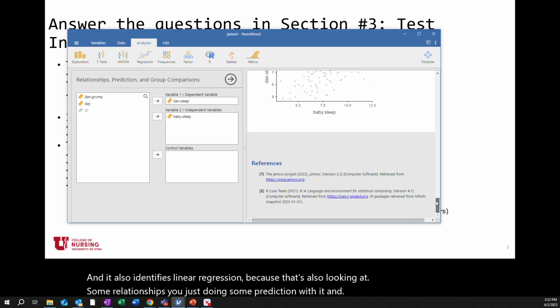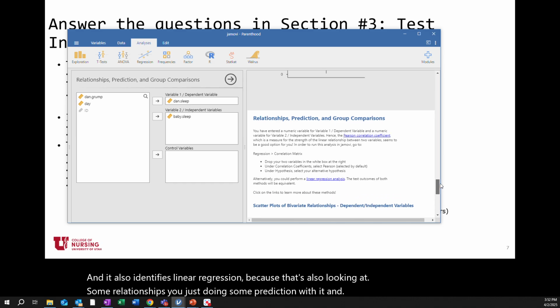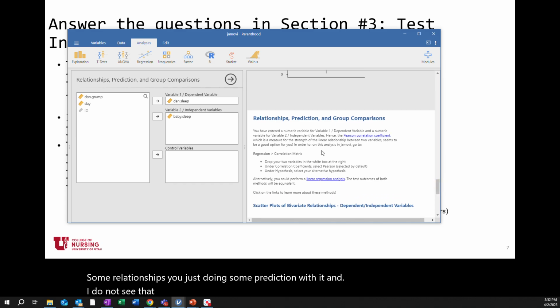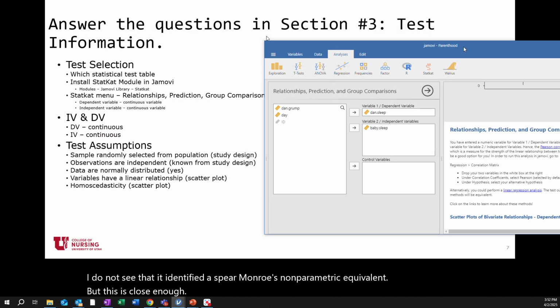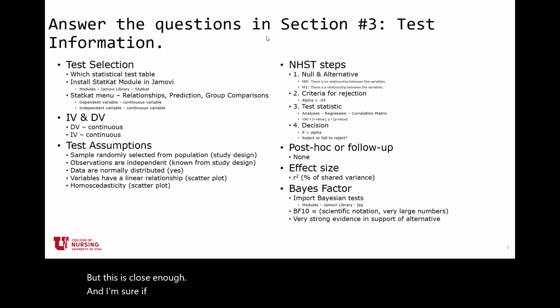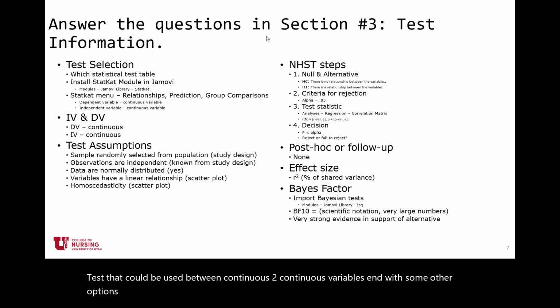And I do not see that it identified Spearman rho as a non-parametric equivalent, but this is close enough. And I'm sure if you ask ChatGPT, it'd probably give you Pearson R as the test that could be used between two continuous variables, and with some other options, because as StatCat noted, there are some other options there.